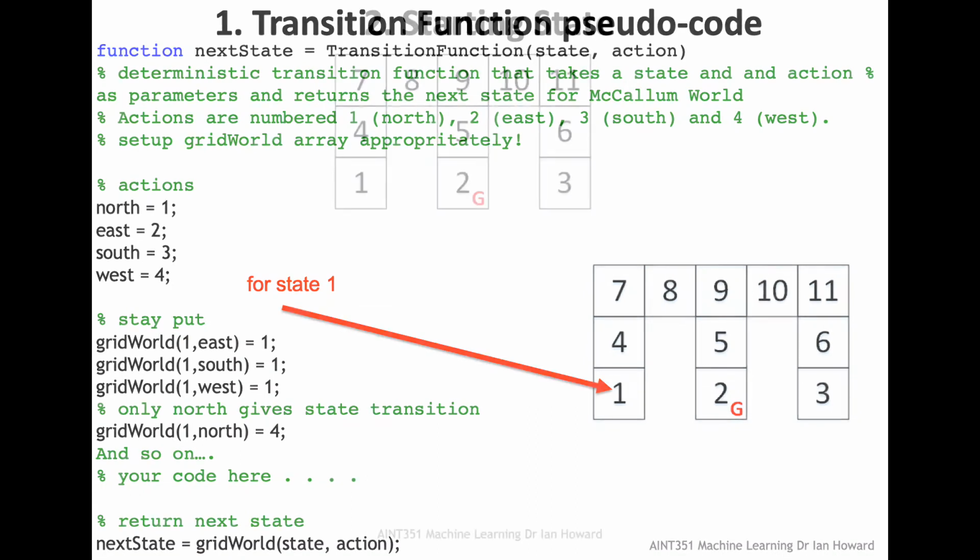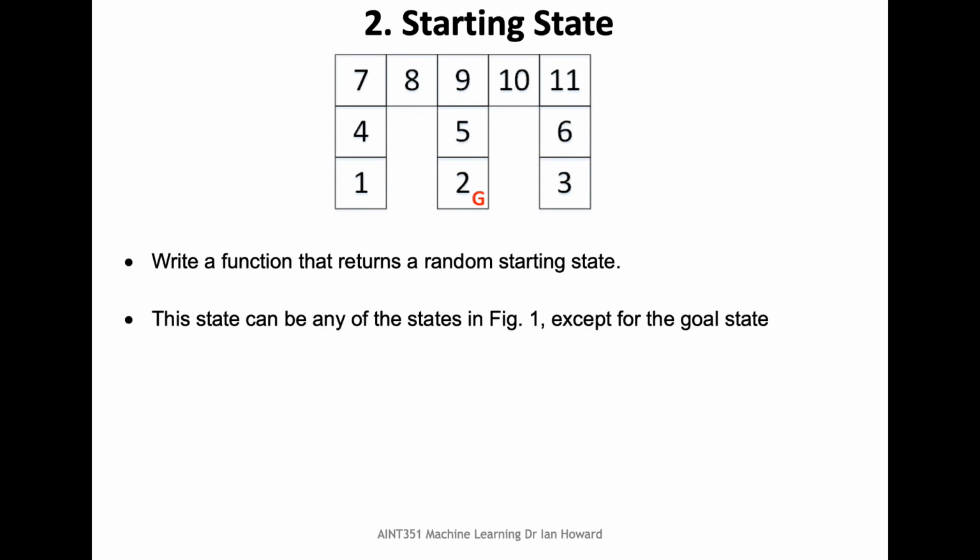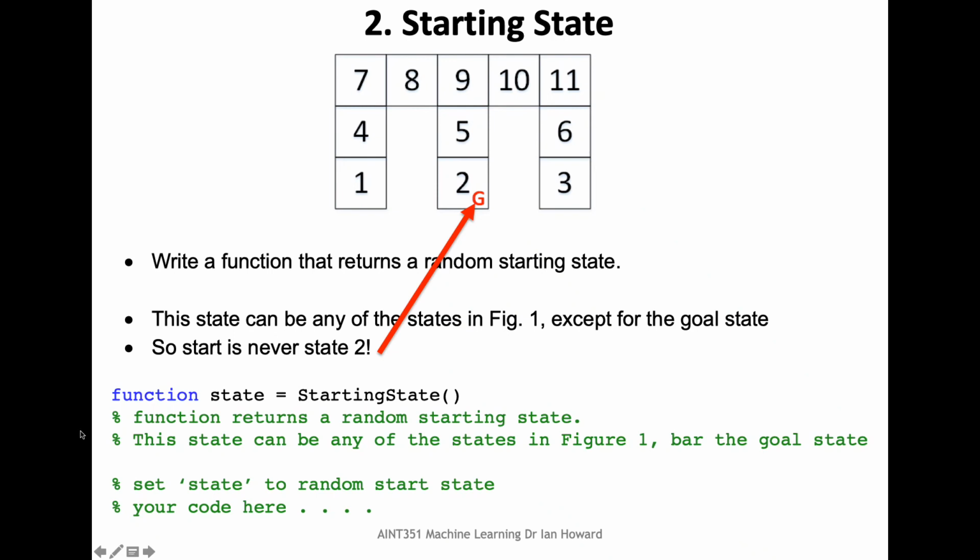You're also going to have a function which generates random starting states, and that can be anywhere on the maze, except we don't want to start at the end. That's quite simple to do. Build a starting state and generate randomly one of the allowed states other than 2.